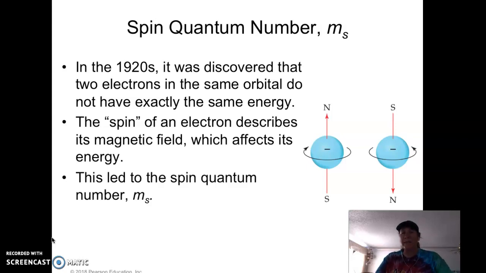Okay, so that's the spin quantum number, and they say it's m sub s, and it's which way they're spinning. Again, it's either plus one half or minus one half. That's the only two numbers. So if one is spinning one way, when the other one comes in, it has to spin the other way. So that's your four quantum numbers.